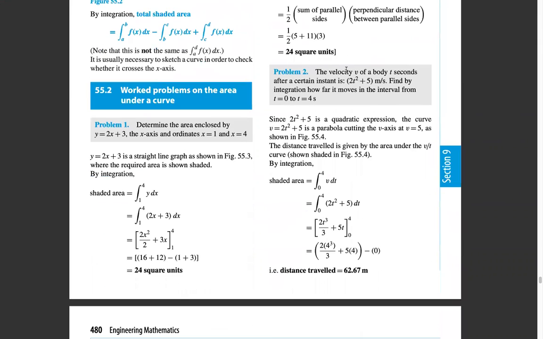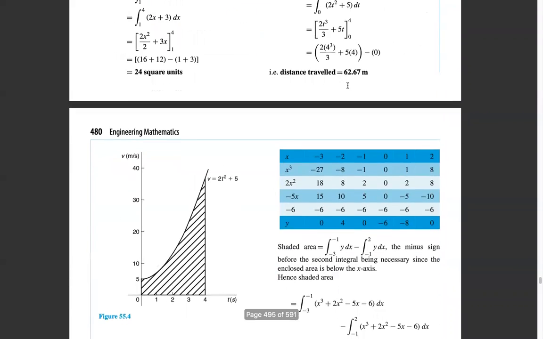If they give here a velocity of a particle, find how far it moves. That's because integration gives you the distance. Area under a velocity-time graph is distance. And you know this, right? You have a velocity-time curve, the area underneath the curve is distance. That's why integration tells you what the area is.